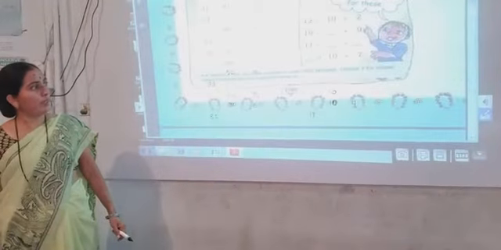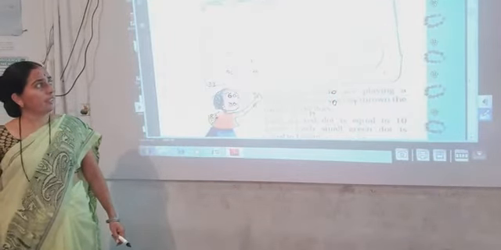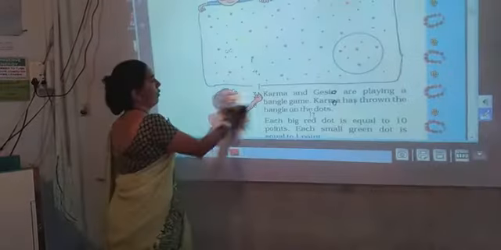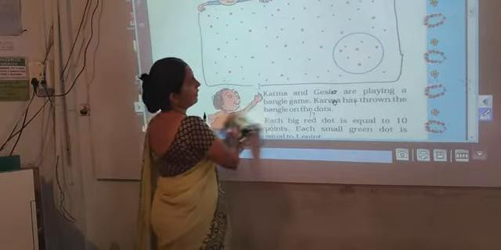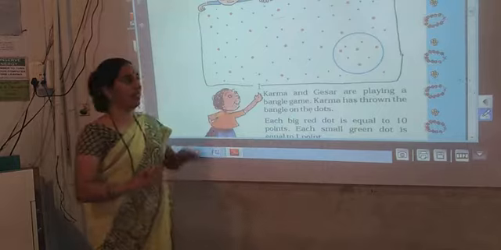Now see the next page, page number 59. Here is one game, bangle throw. Name of the game is bangle throw. You also make a chart like this at home and play this game.